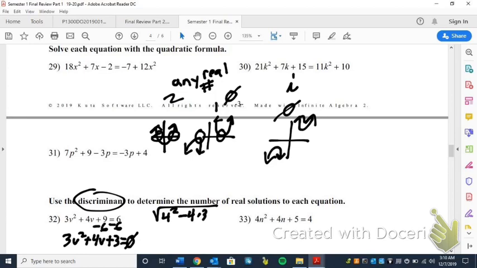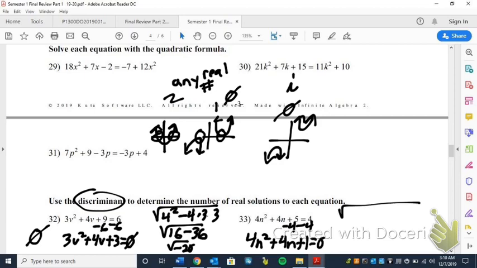So here I end up with 4 squared minus 4 times 3 times 3. That gives me 16 minus 36, or the square root of negative 20. That's an imaginary number, so I have 0 real solutions. 33, my discriminant, after I put it in standard form, is 4 squared minus 4 times 1, or 16 minus 16, or 0. Because the answer is 0, that means I have 1 real solution.